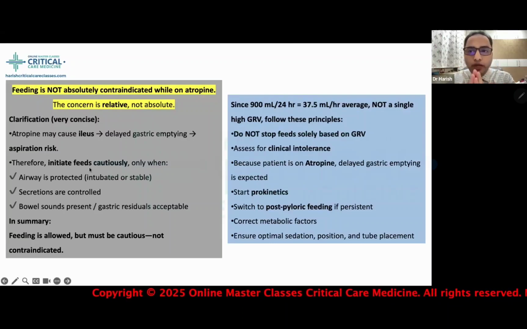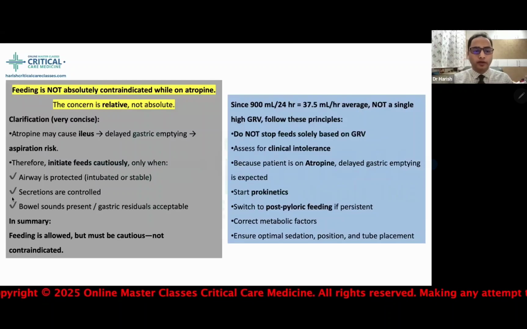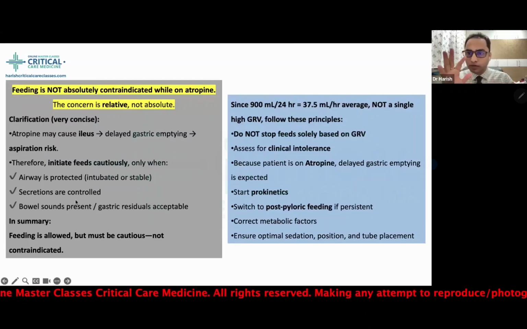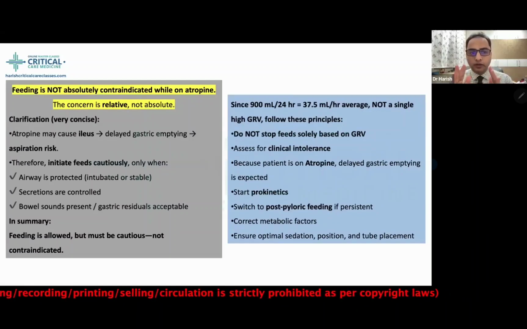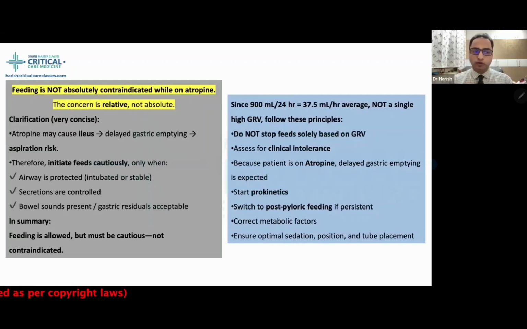Therefore, initiate feed cautiously, when the airway is protected, intubated or able to clear the airway, secretions are controlled, bowel sounds present or gastric residuals are acceptable. But this last point, bowel sounds present, is a relative phenomenon. If you are able to protect the airway, you can try the feeding even though the patient is not having bowel sounds. That is the take home here. In summary, feeding is allowed but must be cautious, not an absolute contraindication when the patient is on atropine infusion.